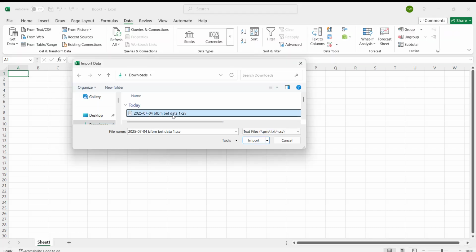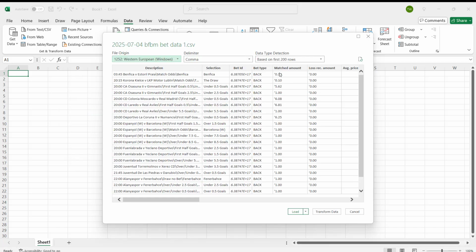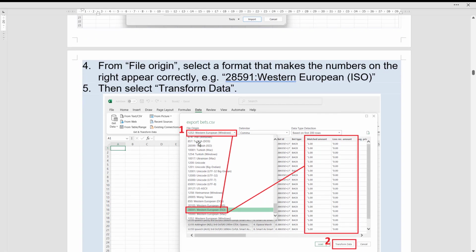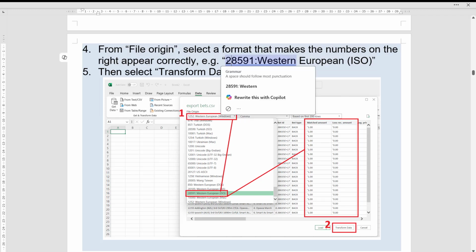And there we see the data I downloaded. I'm going to import that, and then it gives us this screen. And what you can see here is that some of the text is looking funny. There's some funny marks here. And this sometimes happens maybe when your computer is using different text to BF Bot Manager. It just happens. So the first thing we need to do is from file origin, you need to select a format that makes the numbers on the right appear correctly. For me, this is often Western European ISO. That's what often works for me.